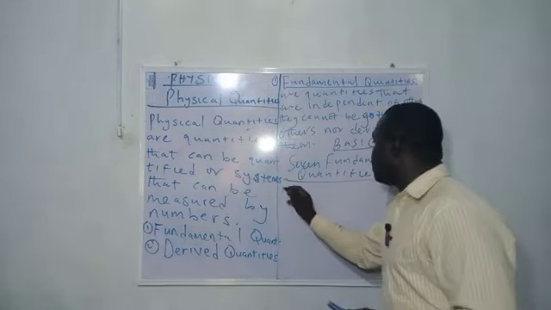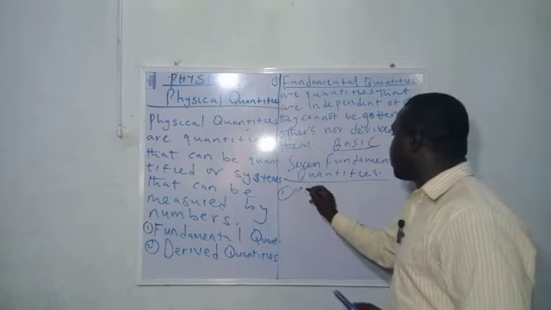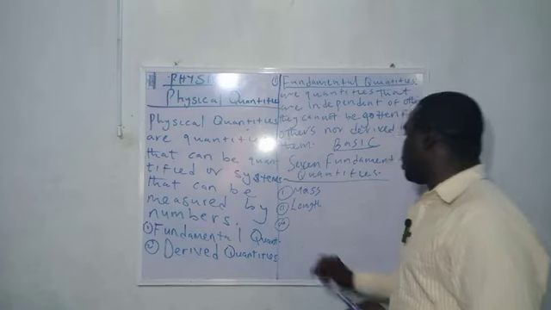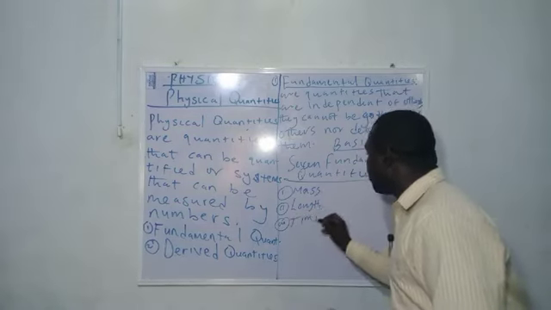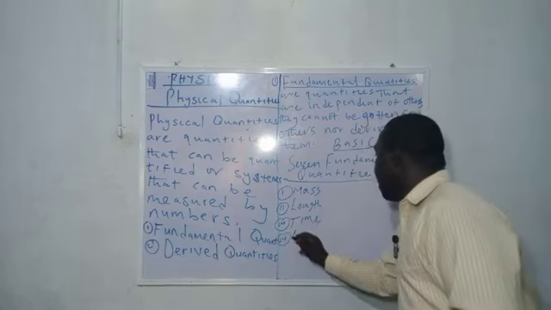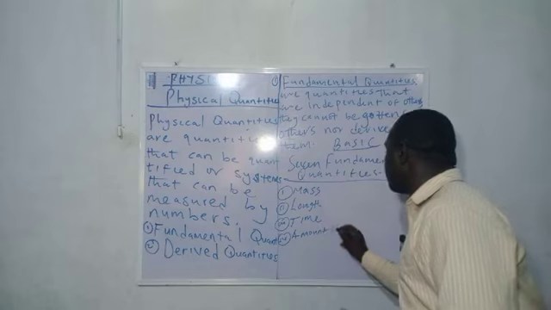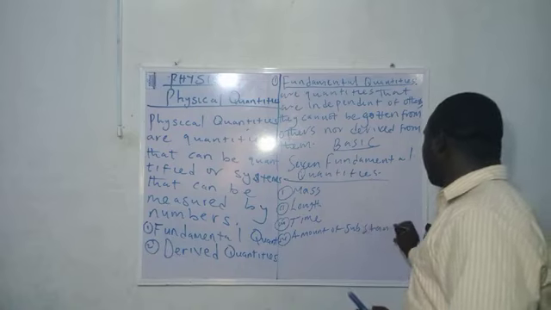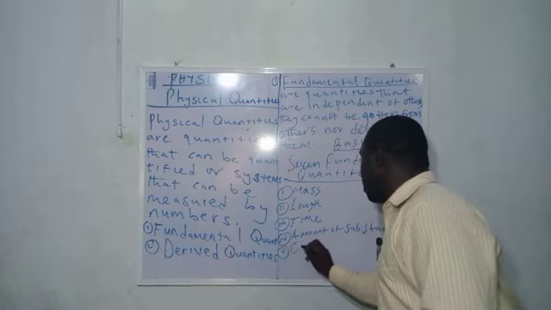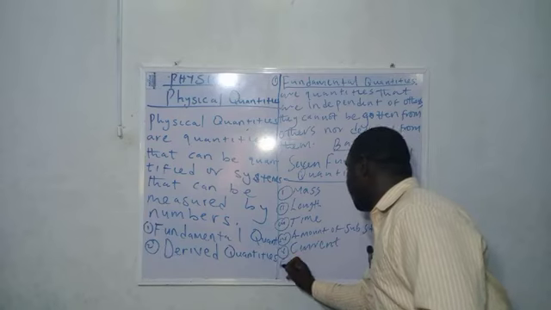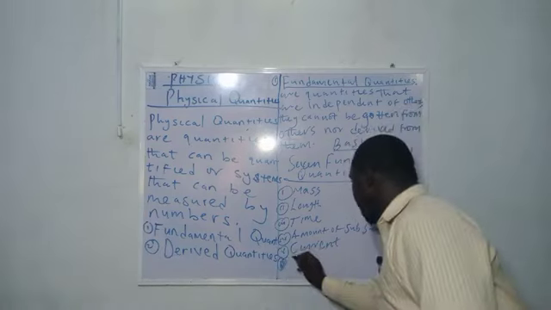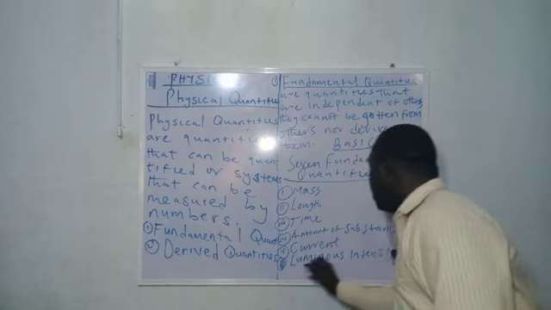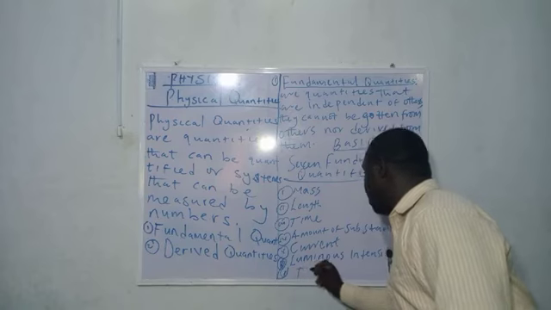And this includes: 1, we have mass. 2, length. 3, time. 4, we have amount of substance. 5, current. 6, we have luminous intensity. And of course 7, we have temperature.